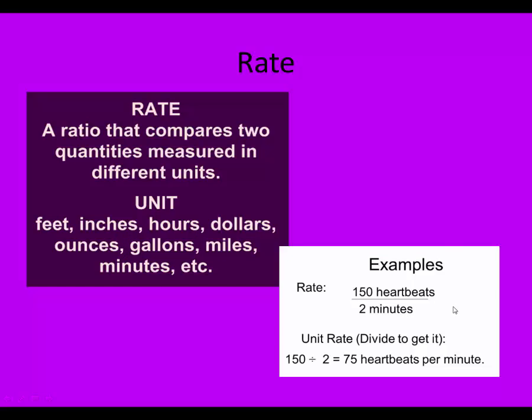So an example of a rate would be 150 heartbeats per 2 minutes. So we have two different values that we're trying to measure. We're trying to measure the heartbeats and minutes. So to get the unit rate, to get the answer, you would divide 150 divided by 2 equals 75 heartbeats per minute. So the unit rate is just when you do the operation to get your answer.